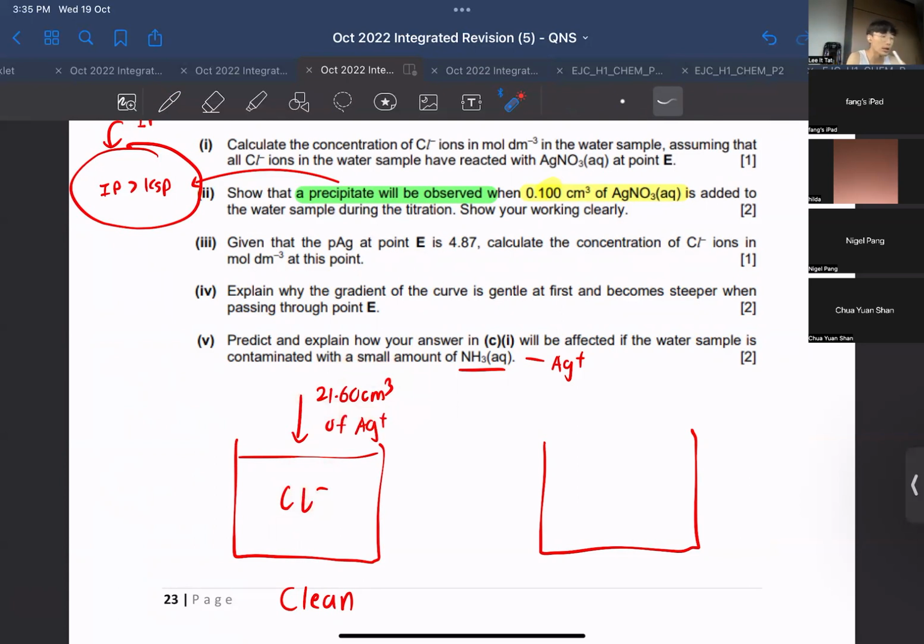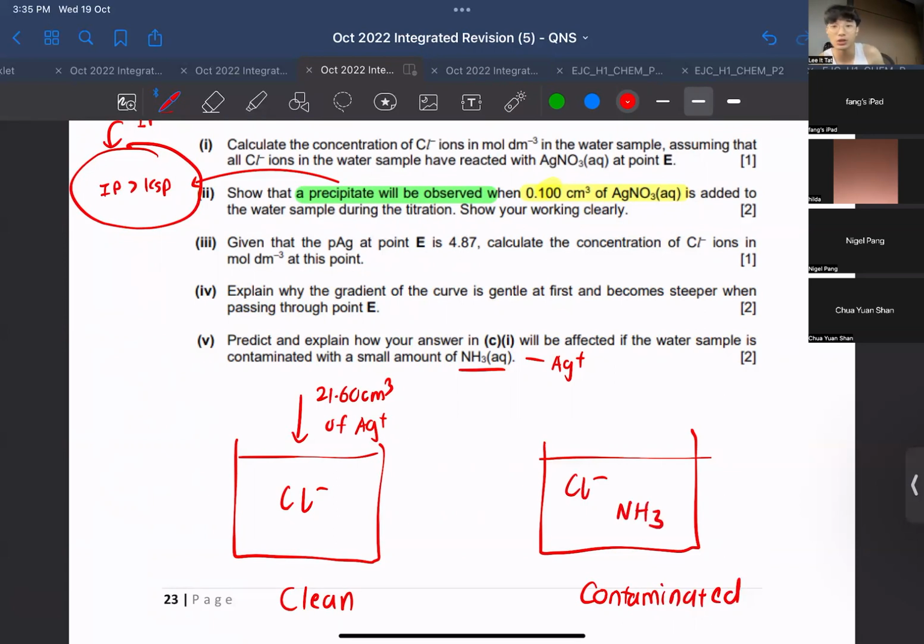Now let's look at the contaminated scenario, the contaminated situation. Okay, contaminated means the Cl minus must still be the same as before. I hope you all realize that. Don't say that, oh, Cl minus is now less because there's ammonia inside. No, contamination just means extra. There's an additional small little bit of ammonia inside. Now we know Ag plus can now react with both Cl minus and ammonia, right?